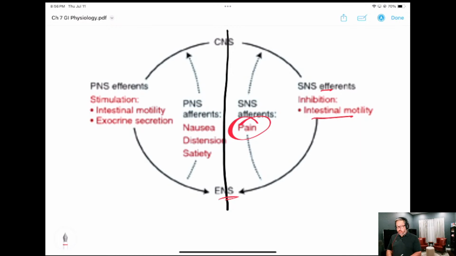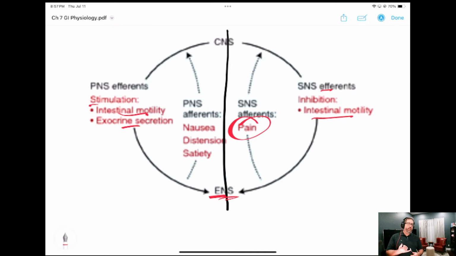Parasympathetic side: stimulation of the parasympathetic from the brain going to the enteric nervous system stimulates intestinal motility and also exocrine secretion. We're going to be digesting our food, rest and digest. Makes sense. Intestinal motility, get the stomach moving again. We have to move that food along the conveyor belt, and we have to get secretions going to break down all the food we just ate.